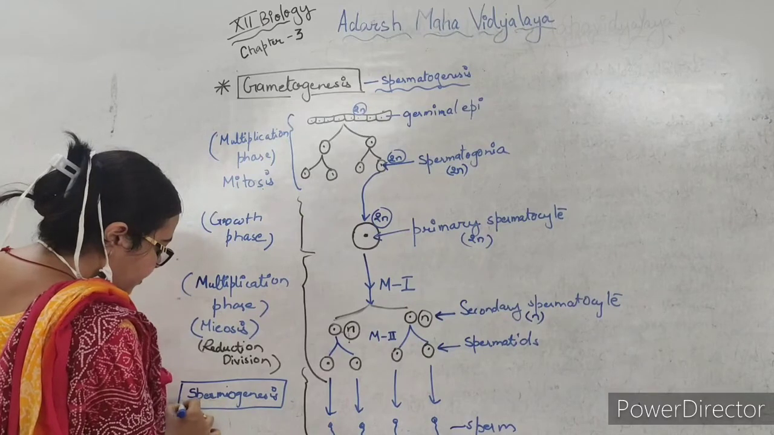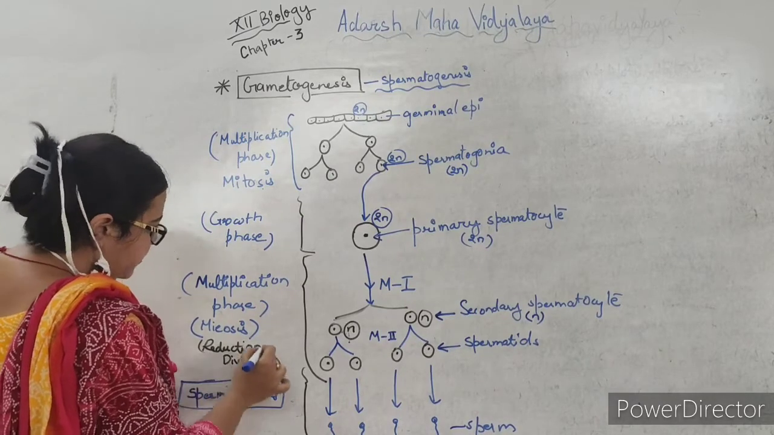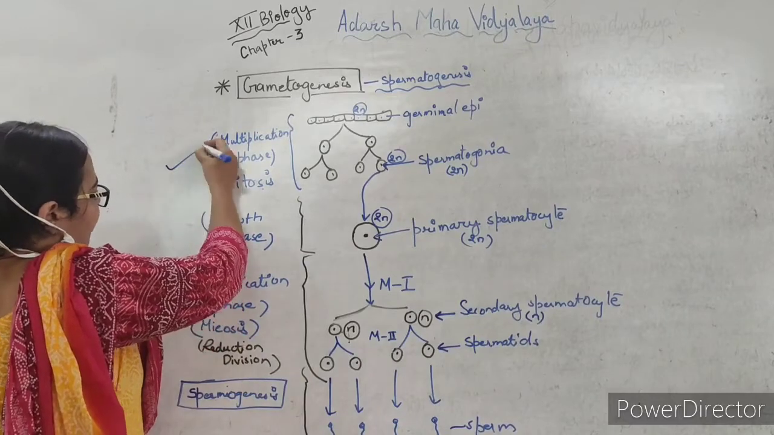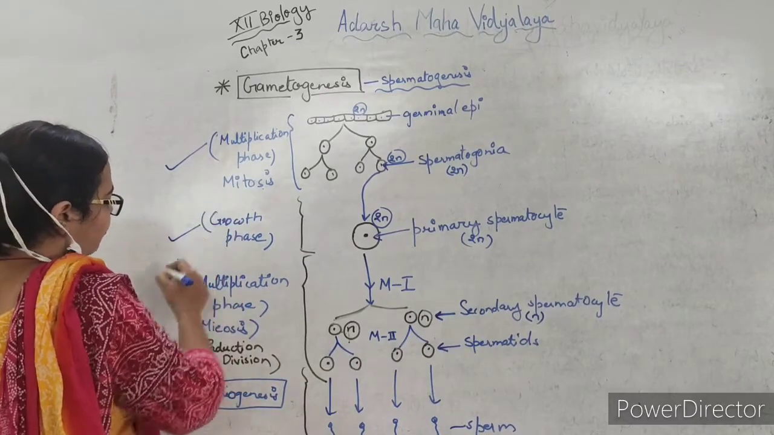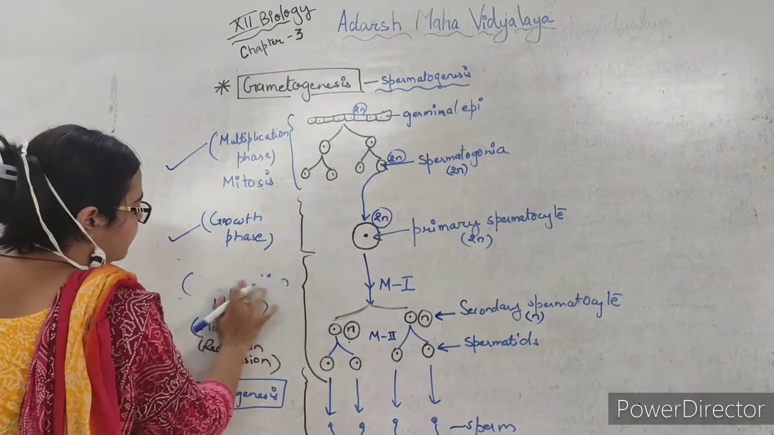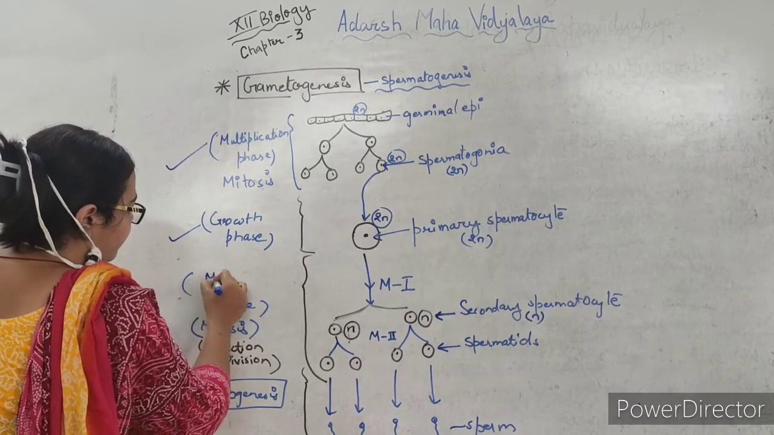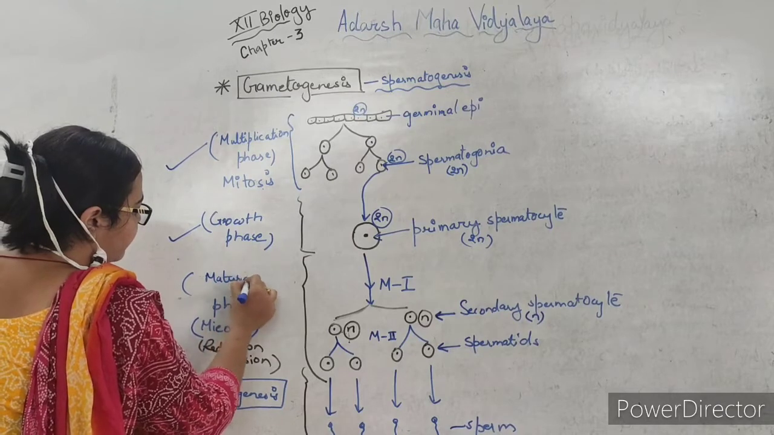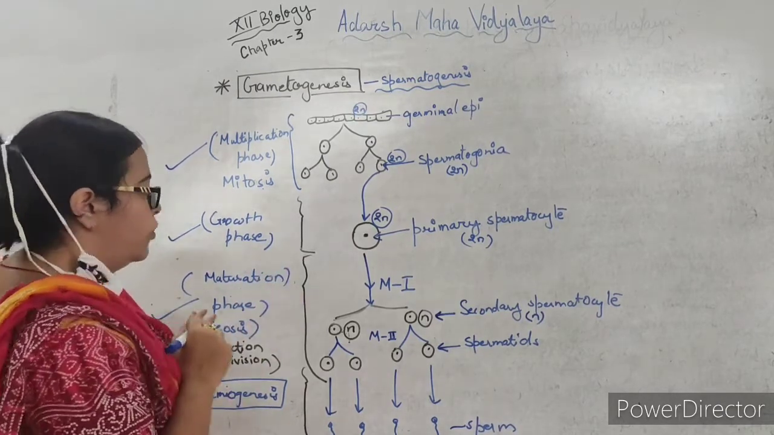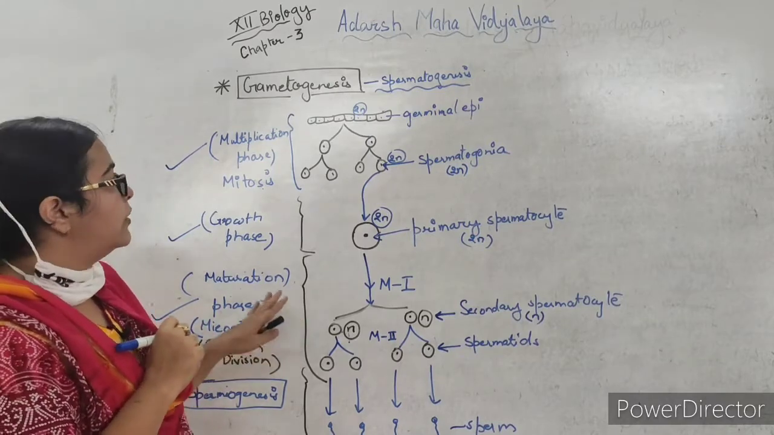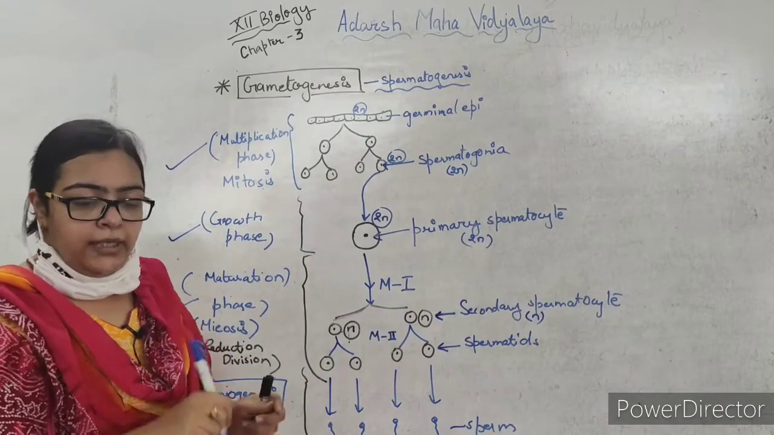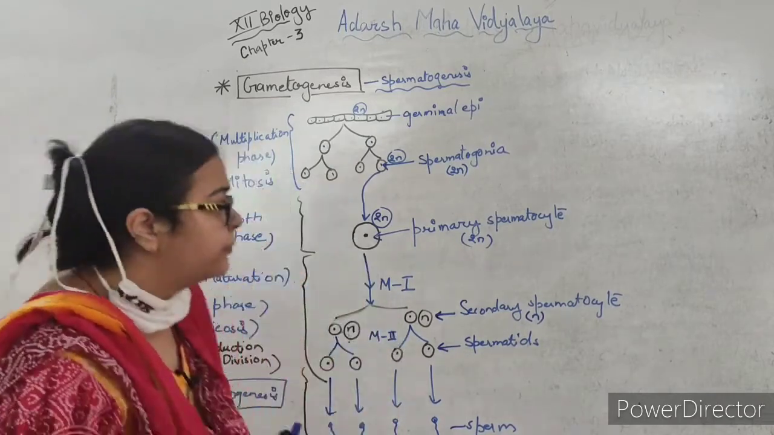So the conversion of spermatid into sperm is called spermiogenesis, and the spermatogenesis process is divided into 3 phases, that is the multiplication phase, the growth phase, and the maturation phase, that is the meiosis. Okay, so this is all about spermatogenesis.